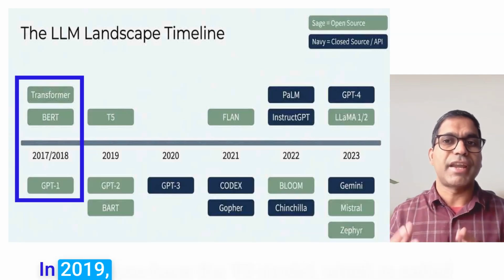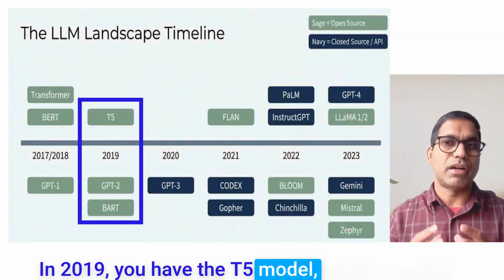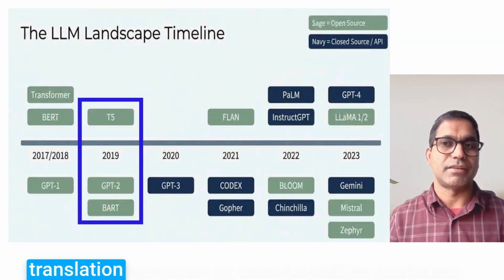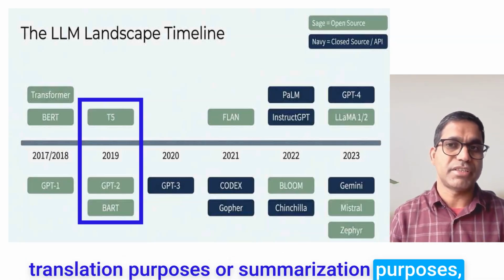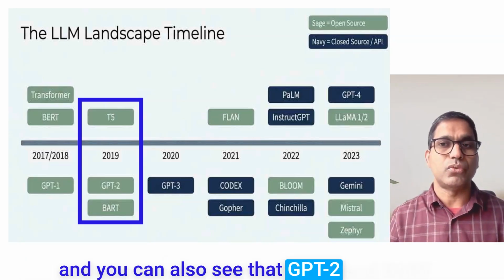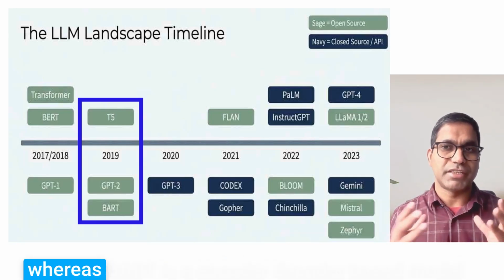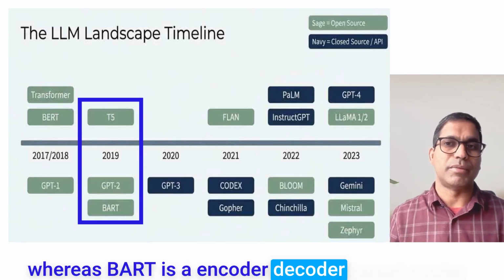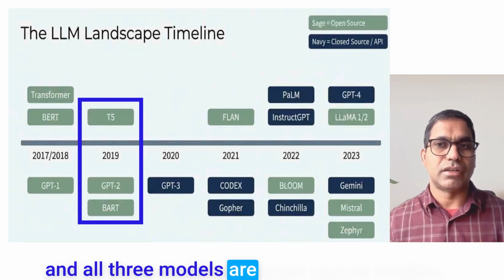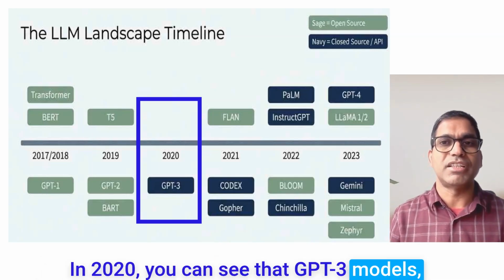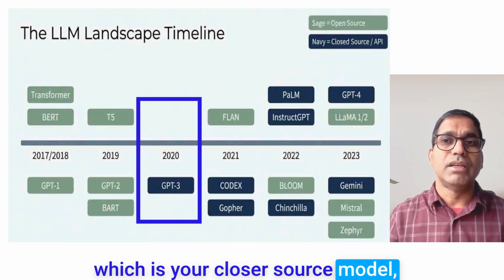In 2019, you have the T5 model, which is called an encoder-decoder model, mainly used for translation or summarization purposes. And you can also see GPT-2 and BART models. GPT-2 is a decoder based model, whereas BART is an encoder-decoder based model, and all three models are open source models.